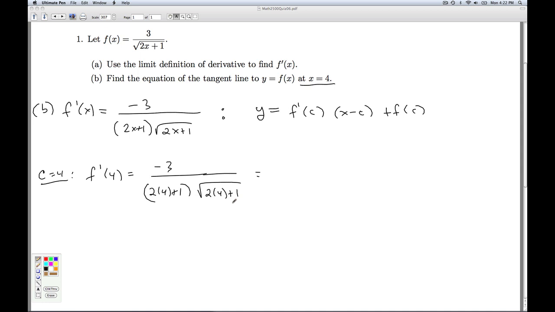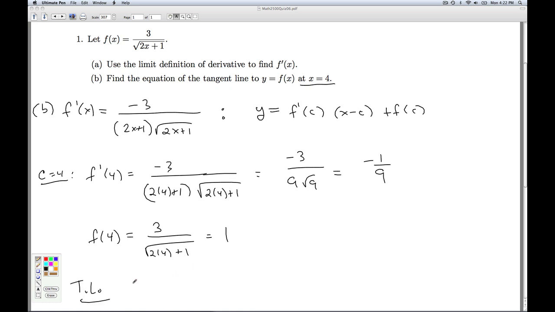2 times 4 is 8. 8 plus 1 is 9. So I get negative 3 over 9 times square root of 9, which means I get negative 1/9. So that's the slope. If I get f of c, that's the y value. That's going to be 1. So my tangent line is y equals negative 1/9 times x minus 4, plus 1, which if you simplify, you get minus 1/9 x. This would give you positive 4/9. Positive 4/9 plus 1 is 4/9 plus 9/9, and that's 13/9. That'll do it for part B.